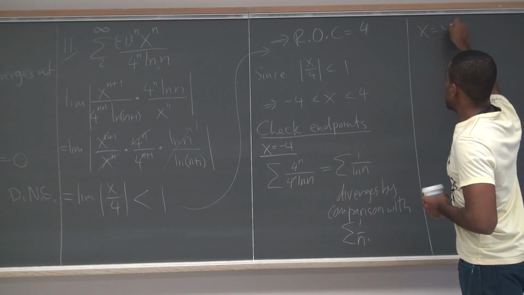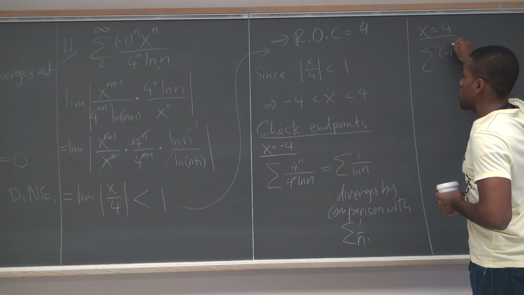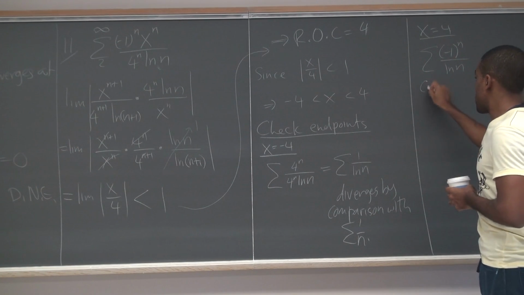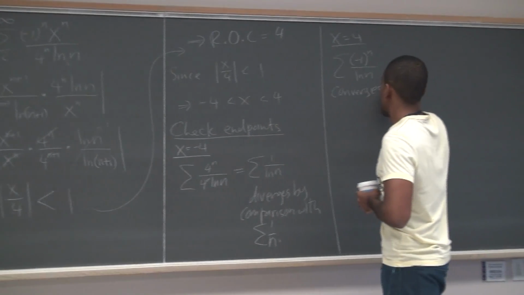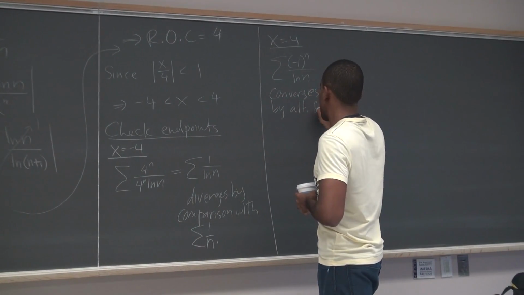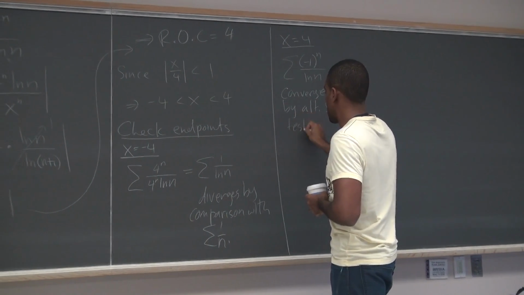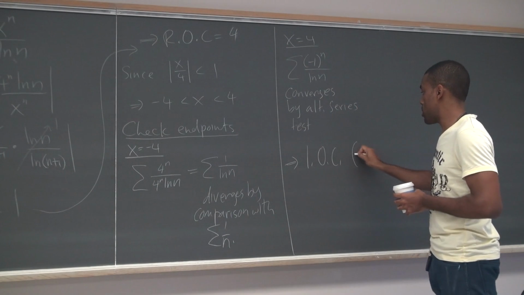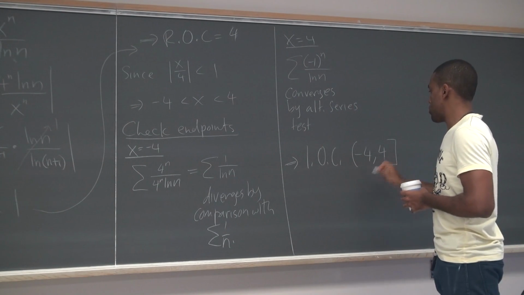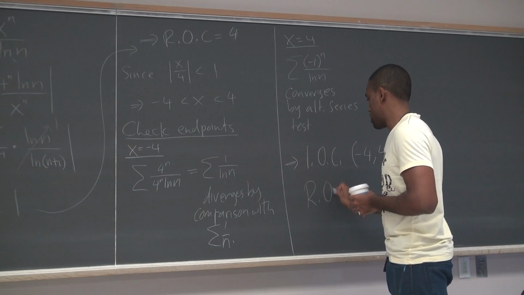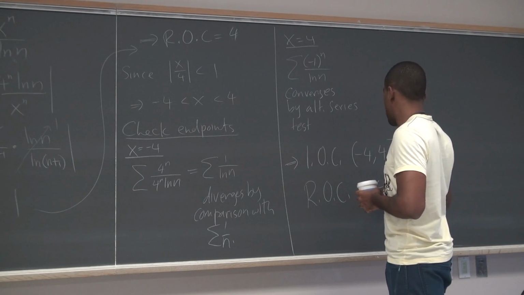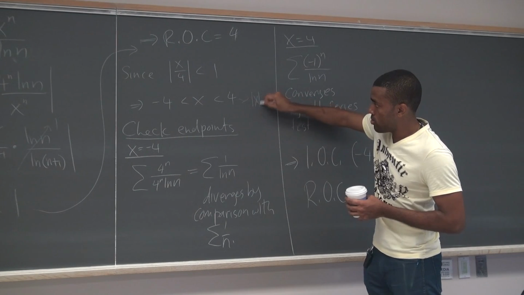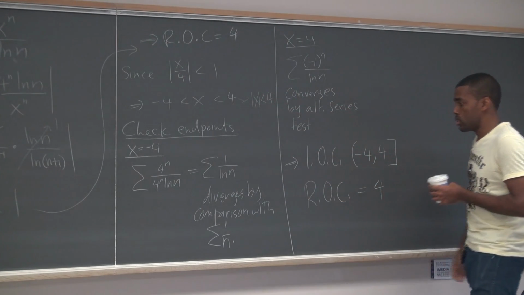What if x is positive 4? Then we have the sum of (-1) to the n over ln n. What happens to that? Converges by the alternating series test. This means my interval of convergence is, it doesn't work at -4, but it works at +4, and my radius of convergence is 4. Right, because that comes from here. This says my x in absolute value is less than 4. That's the form for the radius of convergence.